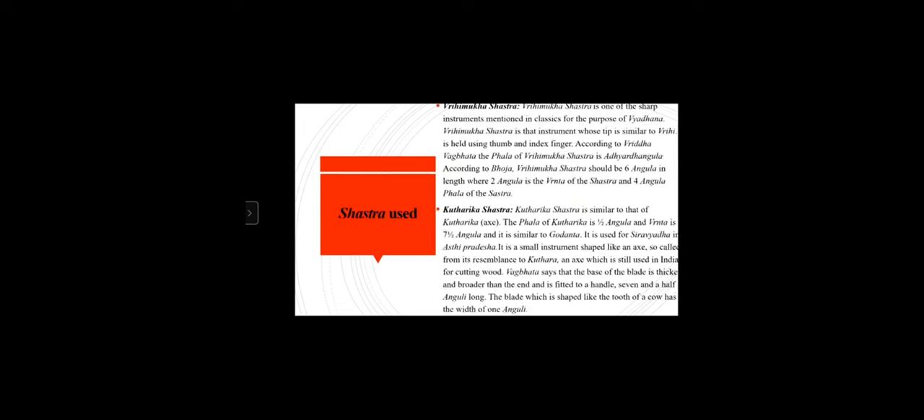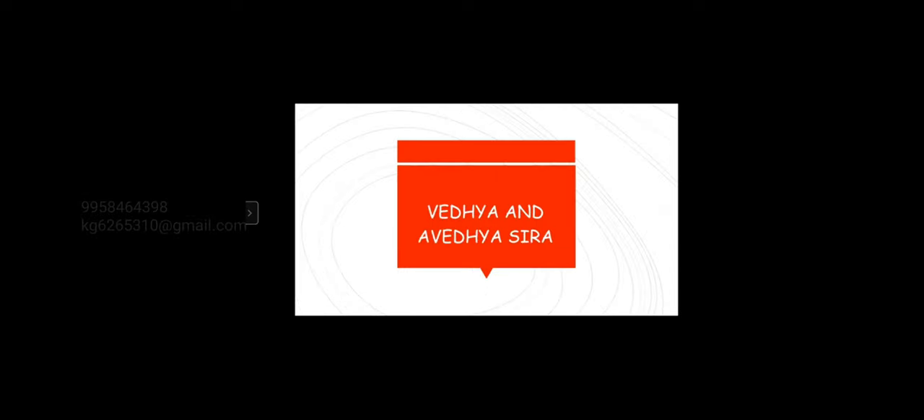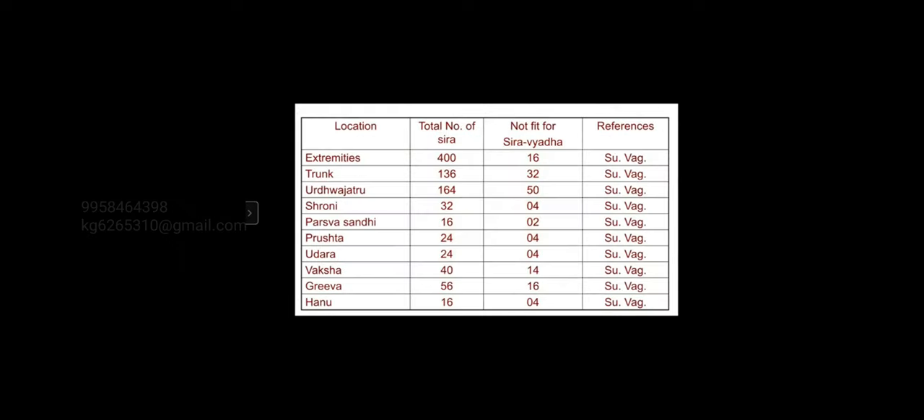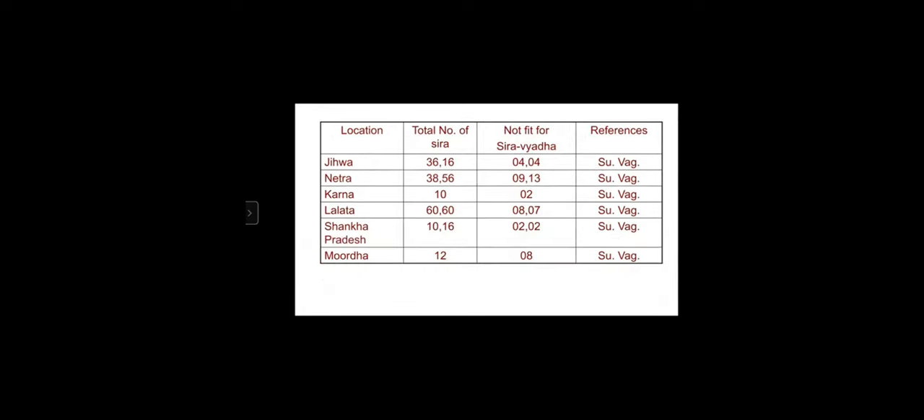Then which are the instruments used? You have already learned in Shastrakarmiya Adhyaya: Vrihimukha Shastra and Kutharika Shastra, which we mainly use practically. Vrihimukha, and even Suchi also, as we are using a needle, the needle can be correlated with Suchi. So just go through Vrihimukha and Kutharika Shastra, and about sira, vedhya and avedhya sira. In the exam point of view it is not important; I have quoted it just for your knowledge.